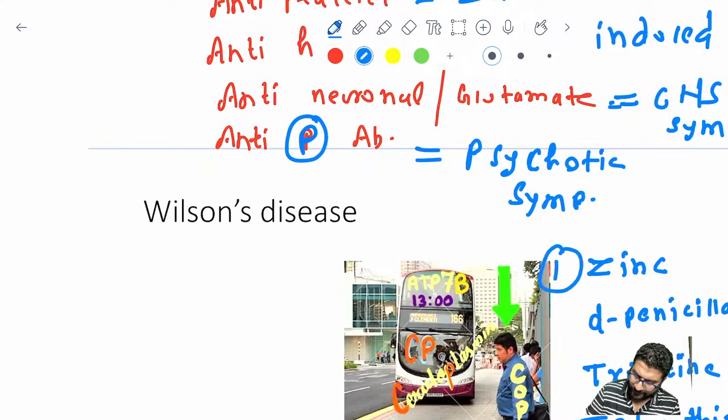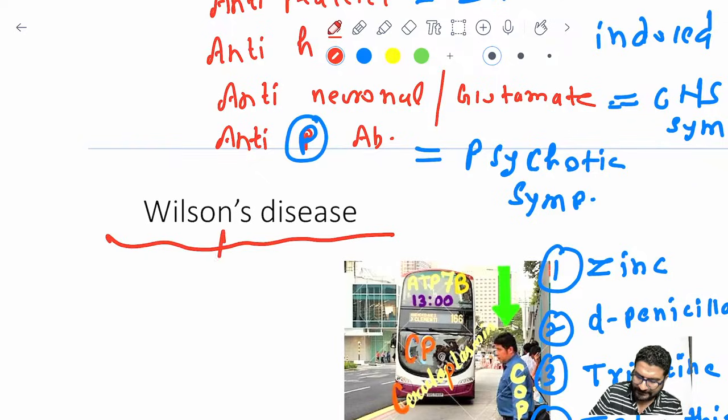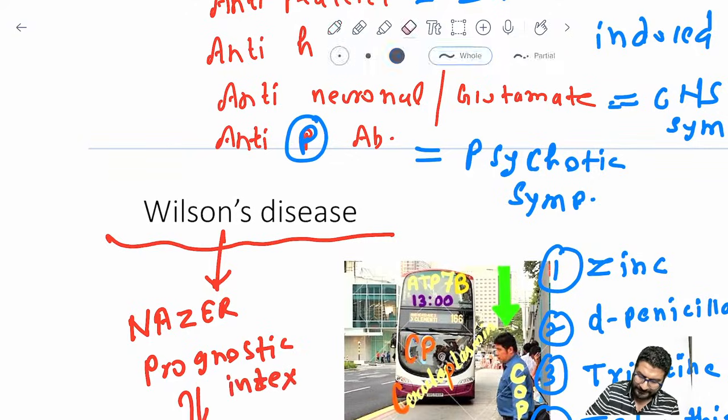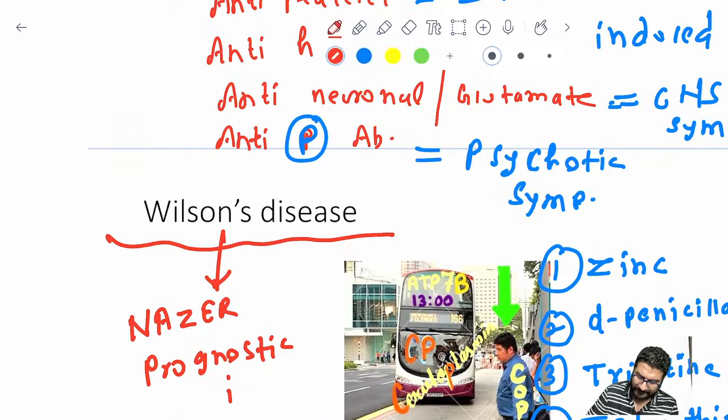So these are four available options. Drug of choice will be zinc. Emerging future drug will be tetrathiomolybdate. Now suppose the patient is very sick, then we calculate a score called Nazer prognostic index. If the value of Nazer prognostic index is more than 9, then it is the indication for liver transplant. So just remember this name, Nazer prognostic index.